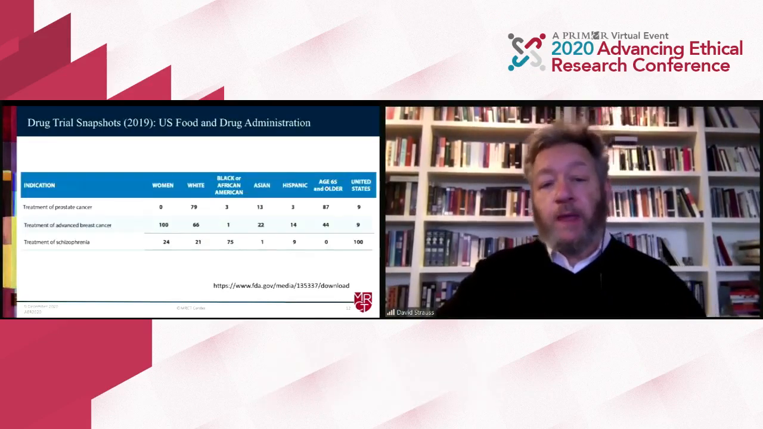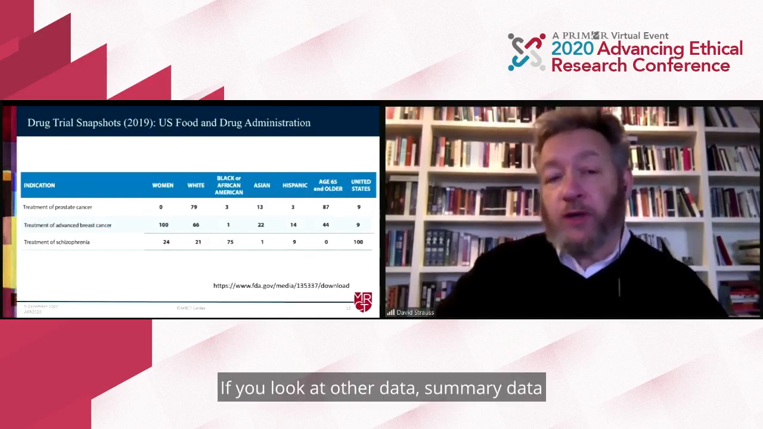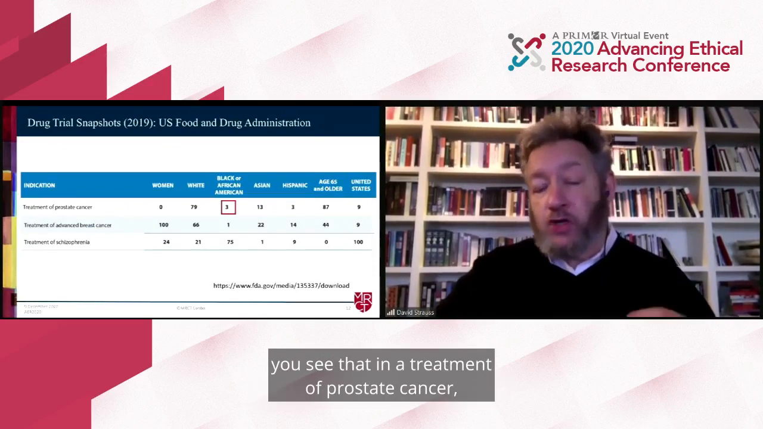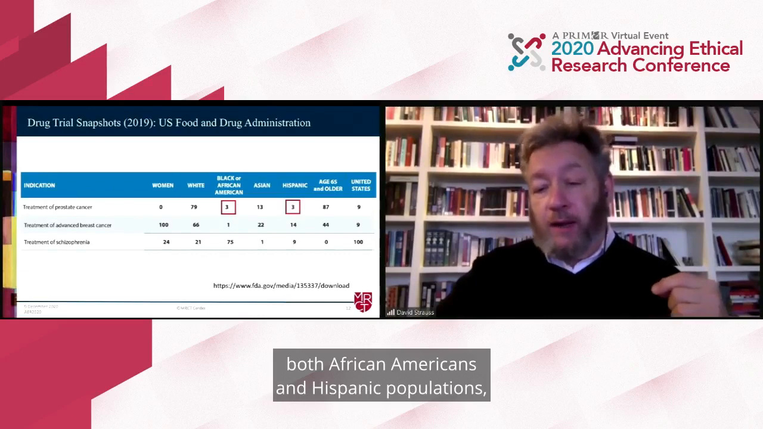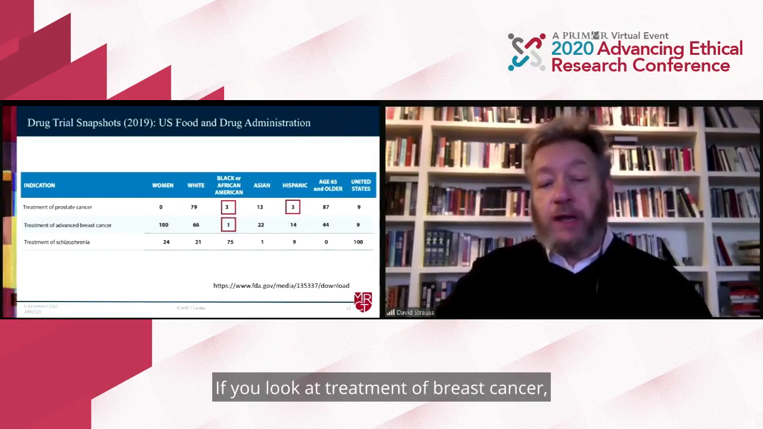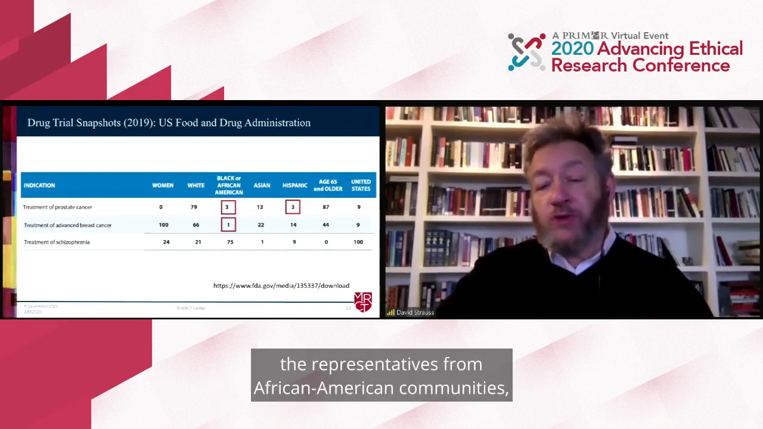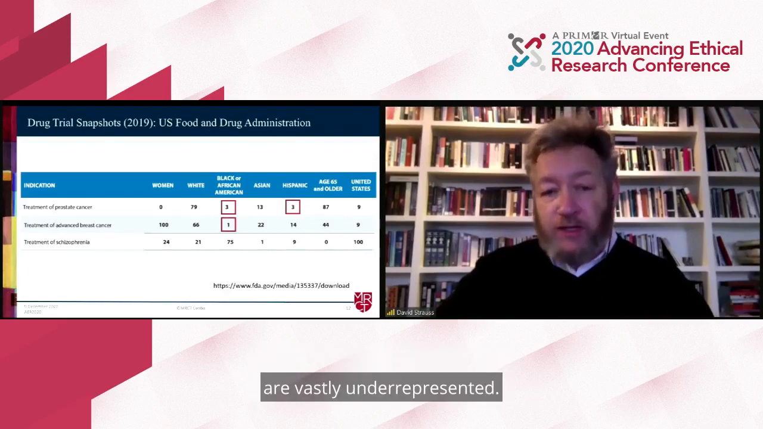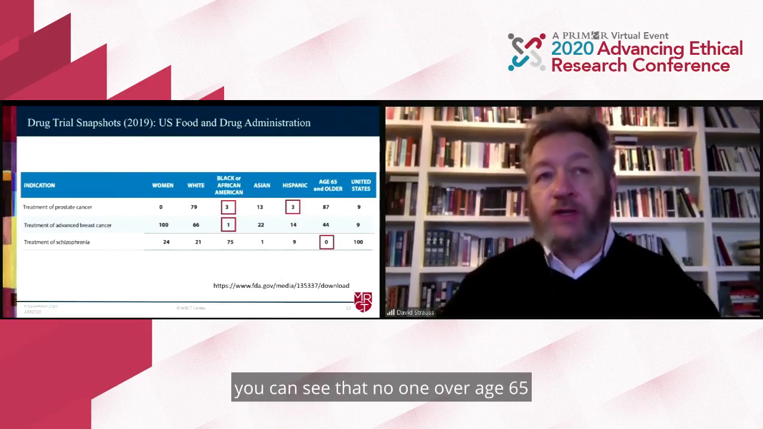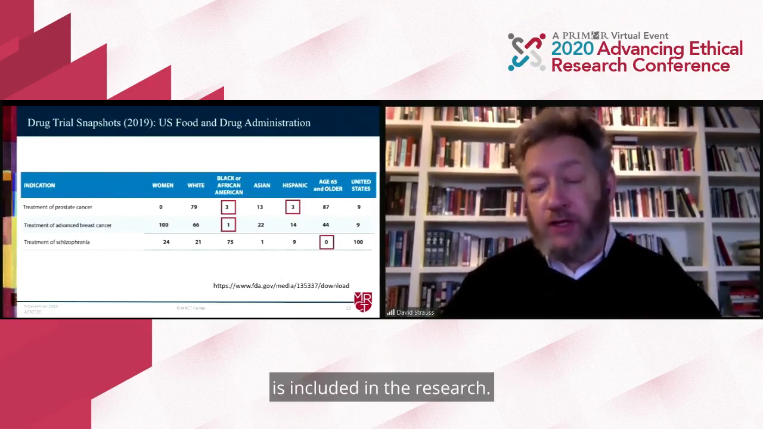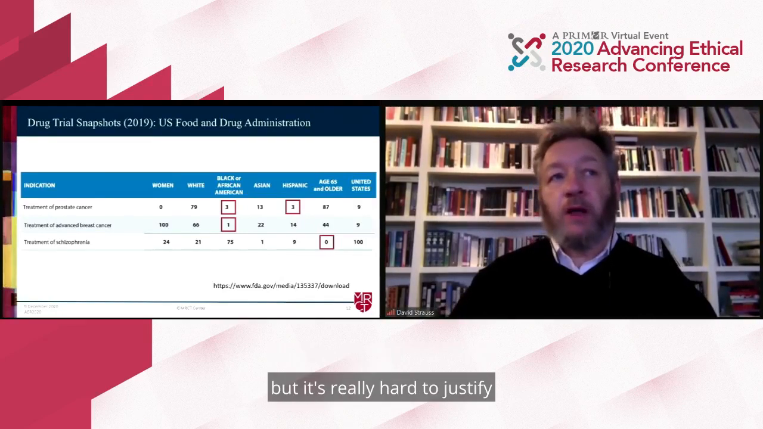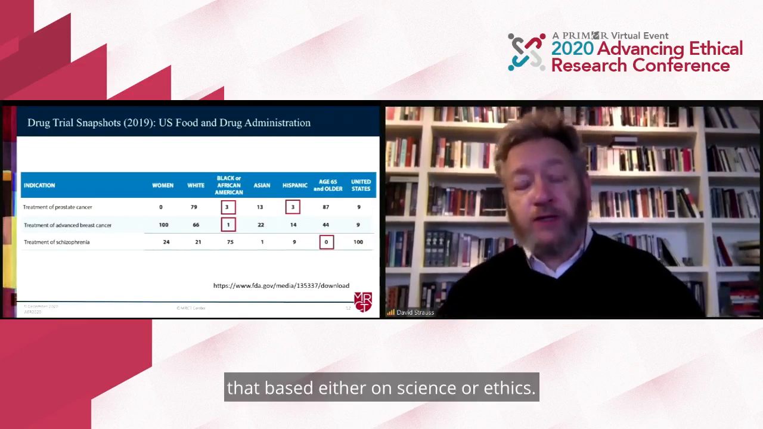If you look at other summary data, and this is from 2019, the same drug trial snapshots, you see that in the treatment of prostate cancer, both African Americans and Hispanic populations are understudied. If you look at treatment of breast cancer, the representation from African American communities is vastly underrepresented. And in schizophrenia, as just one case in point, you can see that no one over age 65 is included in the research. Maybe we'll have time to talk about that later, but it's really hard to justify that based either on science or ethics.